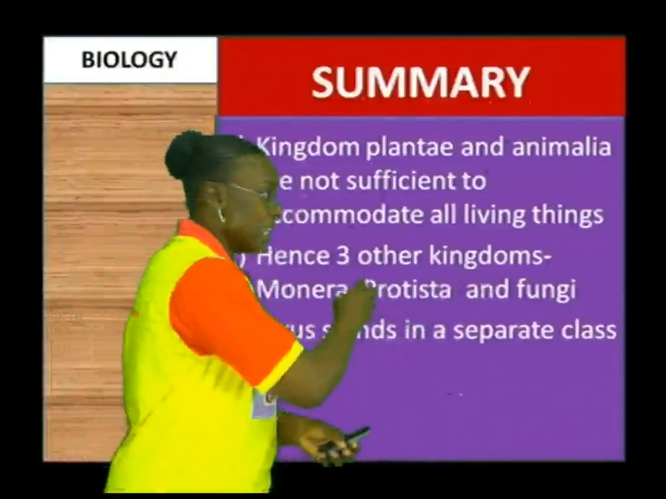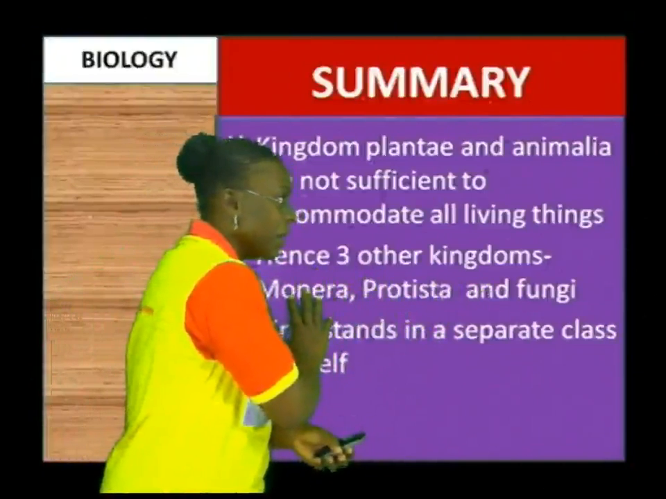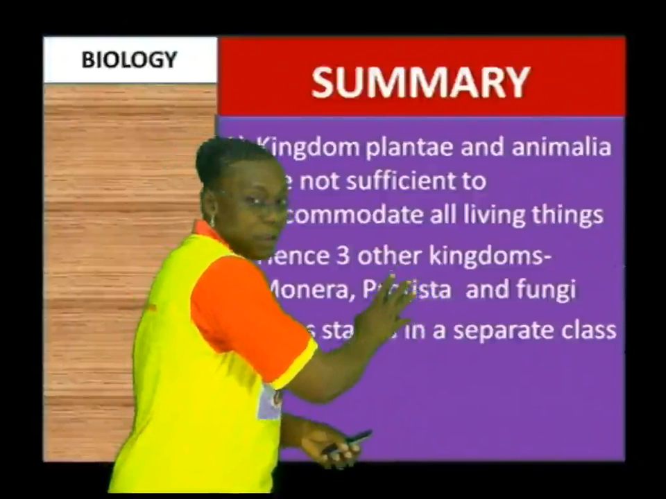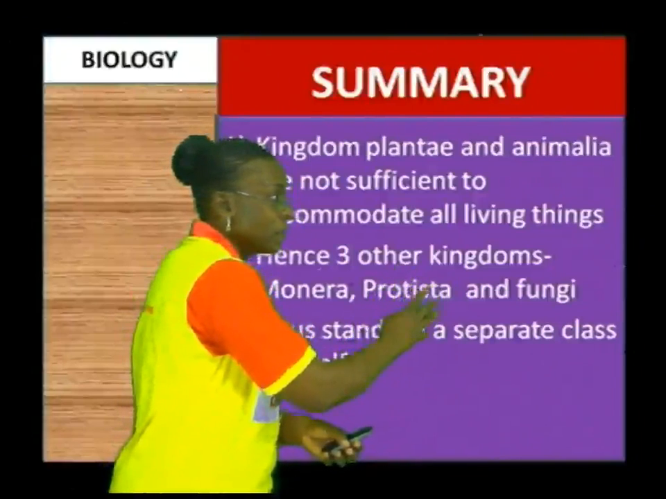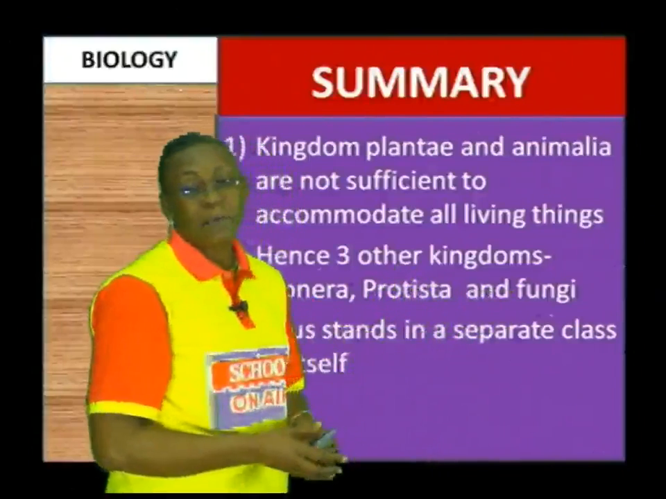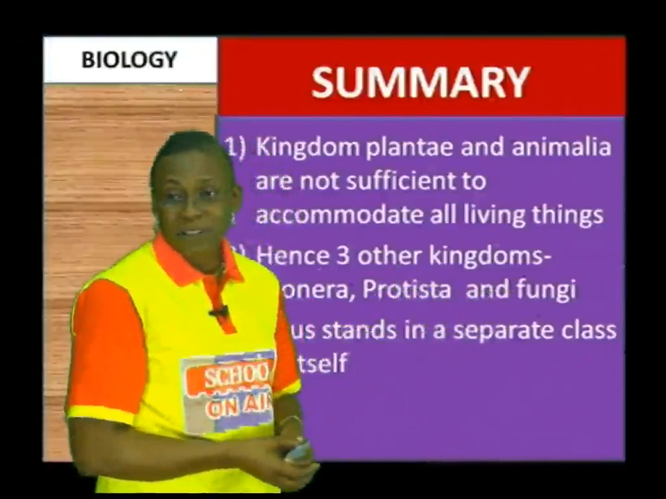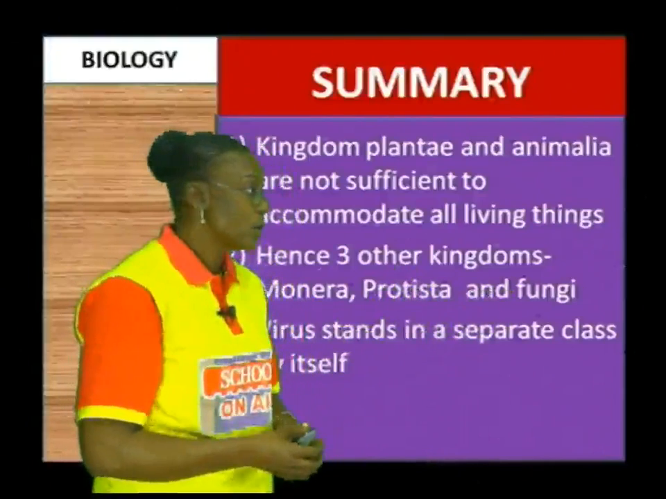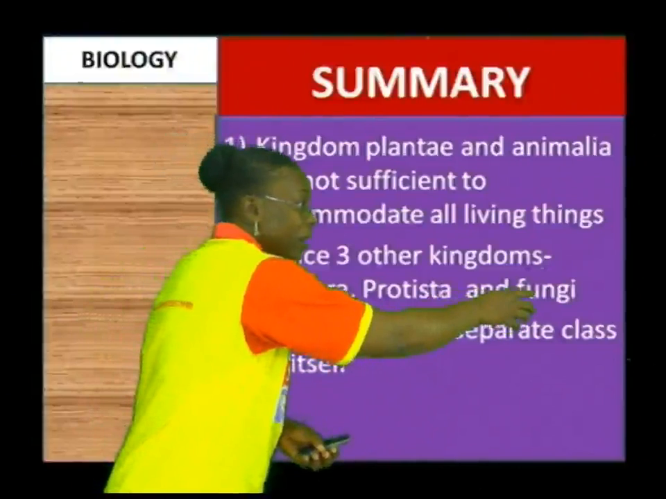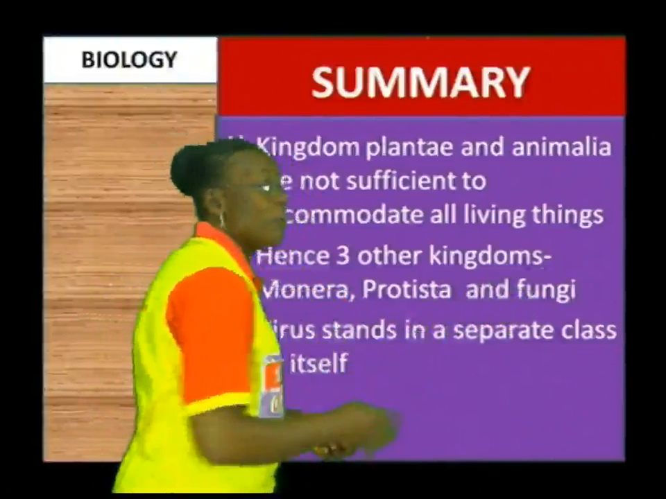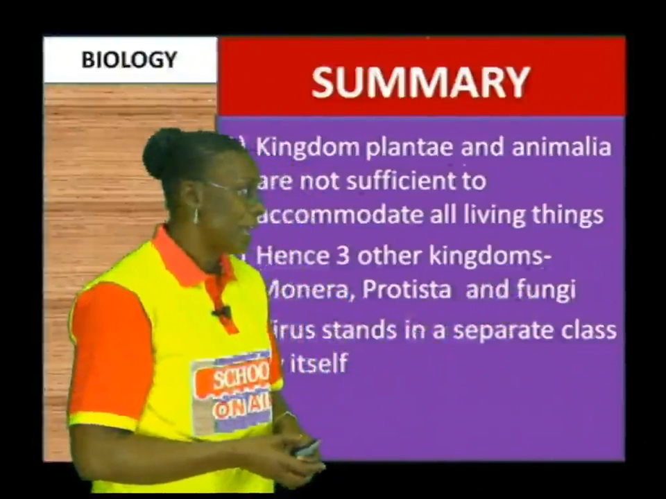Now, all these ones, we saw the example of Monera, that's a bacteria, that of Protista, that's amoeba and paramecium, and then fungi. Examples of fungi, we have rhizopus, we have mucor. Those ones, they are non-green plants. They don't have chlorophyll, and so they cannot manufacture their food.